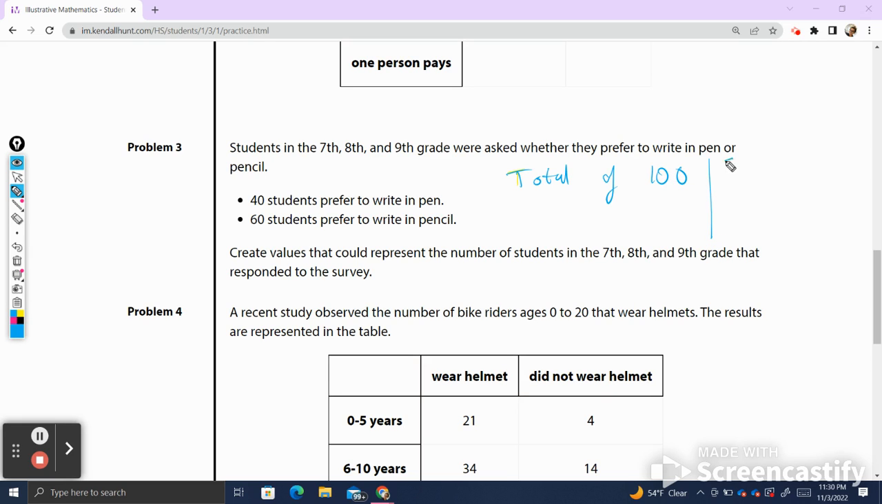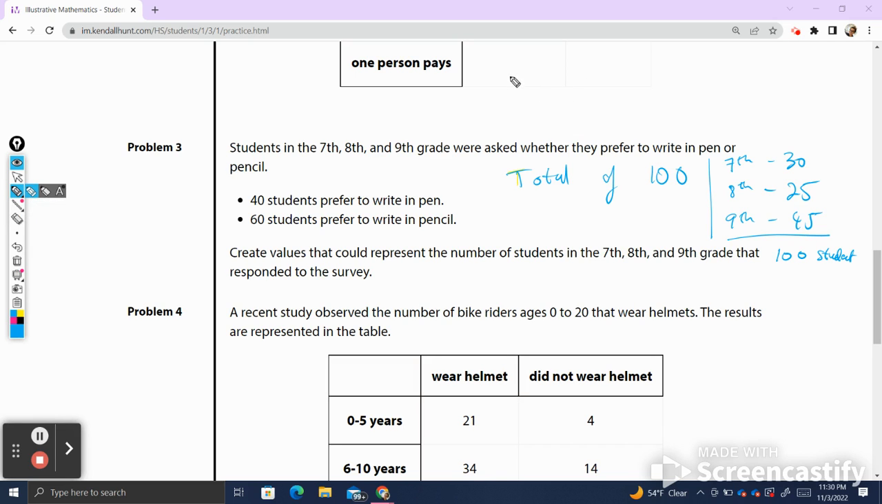So, let's do some values. Let's say of 7th graders, there were 30. Of 8th graders, there were 25, which is 55. And then of 9th graders, we had 45. I did some mental math there to make sure that the total added up to 100 students, just like it described in the problem. Of my 7th graders, let's split that up.